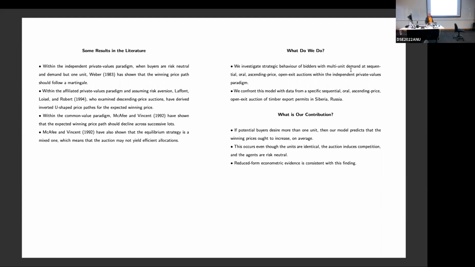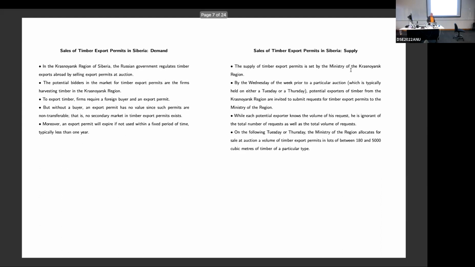So what I want to do in the next little while is just show how we put structure on this. At any period, in any week, what are they selling, and why would it be private value? Well, they're selling timber export permits. So if you want to ship timber out of the Krasnoyarsk region, you need to have a permit. And the permit allows you to ship out a boxcar of lumber, say to Italy or something. And so if you don't have this export permit, you can't ship it out.